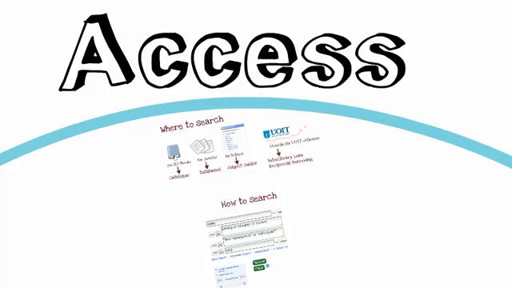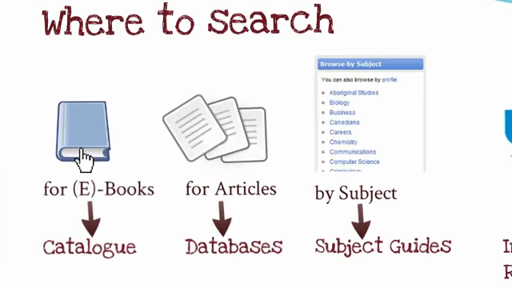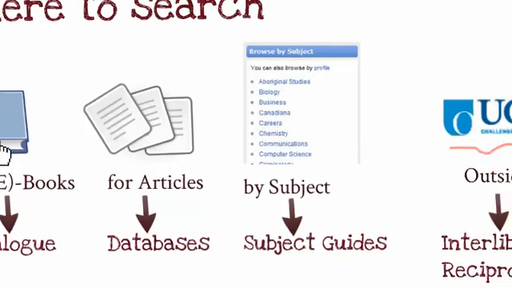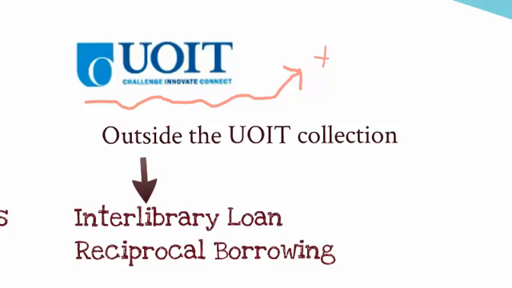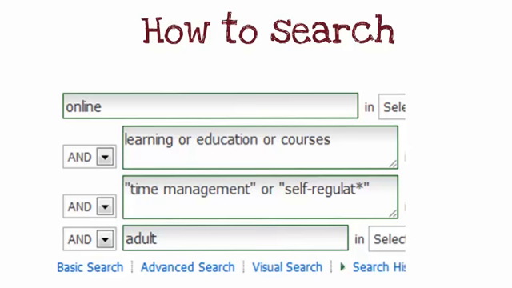Now it's time to access information sources. A librarian can help you find books and ebooks, articles, websites, and other sources. They can help you search for books in the catalog, articles in databases, and if you're looking for different types of resources on a specific topic, like education, try the library's subject guides. If UIT doesn't have the book or article you need, keep in mind that the library may be able to help you access the resource through another university. Librarians can help you develop a search strategy that will retrieve the best resources for your particular assignment.